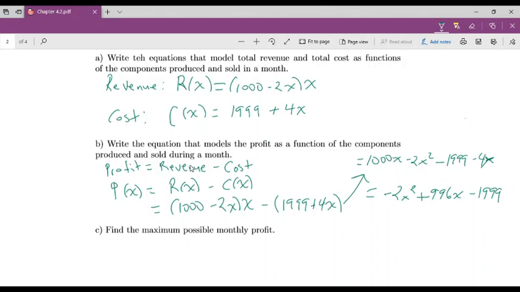Now in C it says find the maximum possible monthly profit. Now the easiest way to do this is take this function we just found, y equals negative 2x squared plus 996x minus 1999. Take that function and we're going to plug it into our calculator and find the maximum. That's the easiest way to do it. So let's go over to the TI really quick and let's find this maximum point.